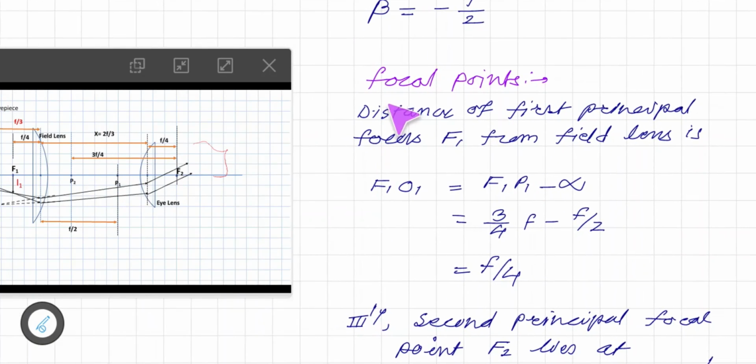Now let us talk about the focal points, that is F1 and F2. See, the distance of the first principal focus F1 from the field lens is F1 O1. So here it is.